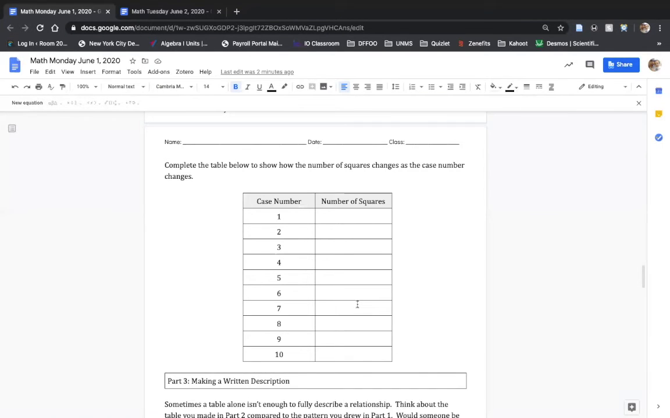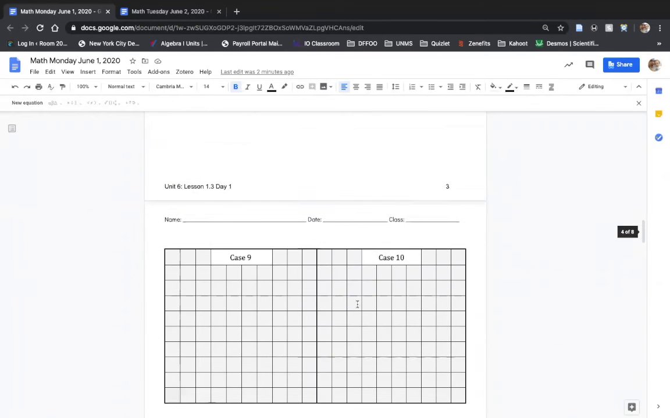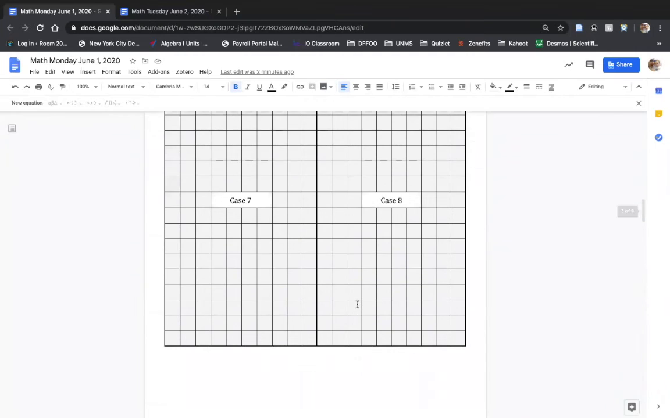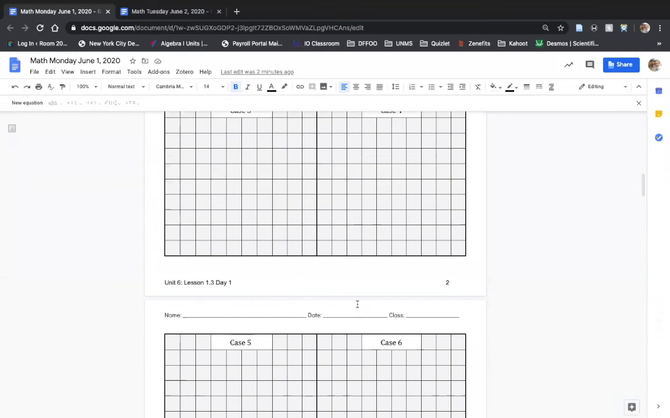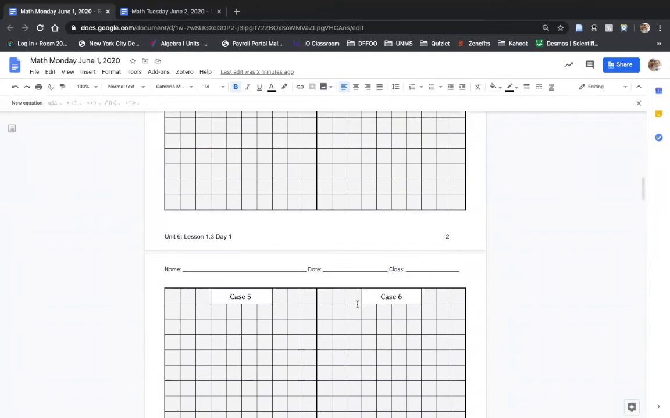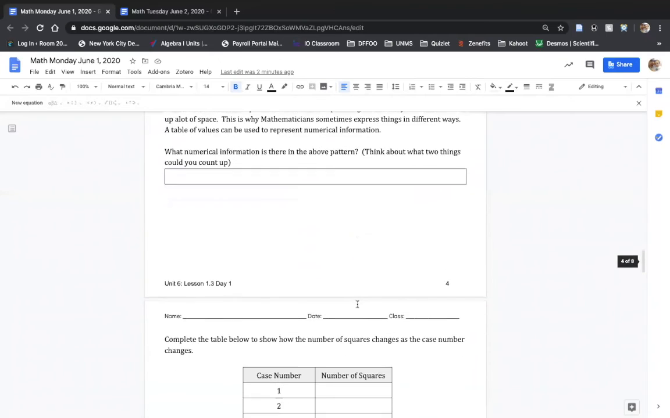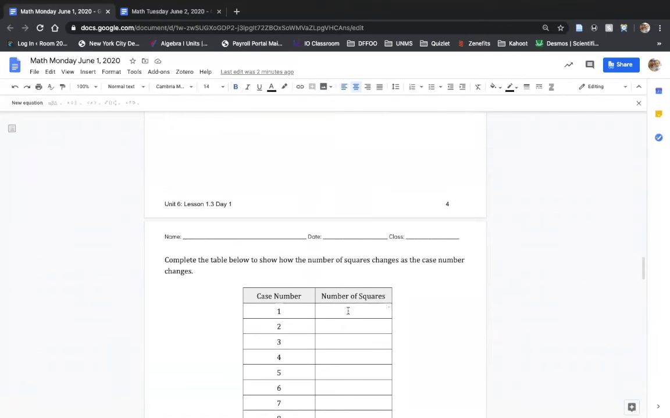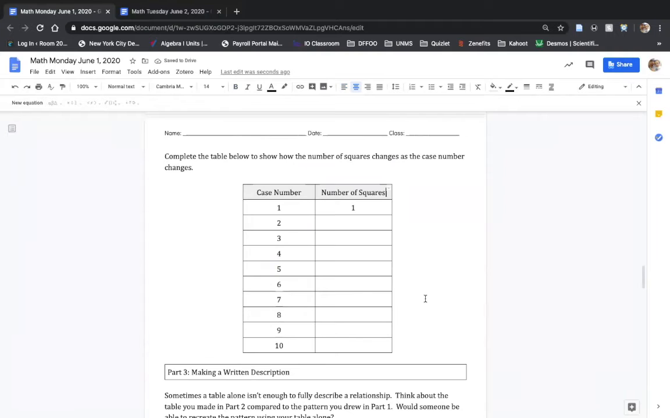So all you're going to have to do is look back at the pictures that you drew, and it shouldn't take too long for you to realize the pattern, right? We'll say case 1 had 1 square. How many squares did case 2 have? How many squares did case 3 have? And so on, all right? Fill out this table here. This table should not take you more than 2 minutes, right?